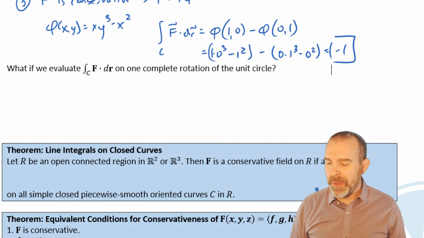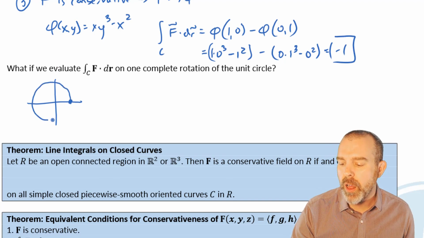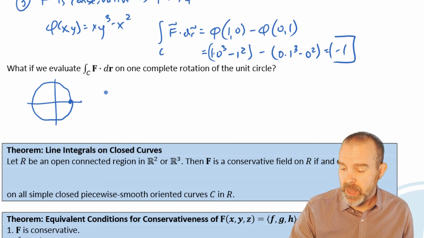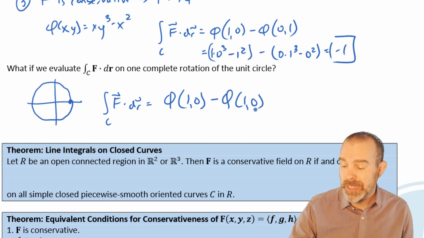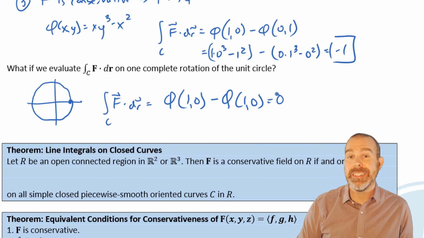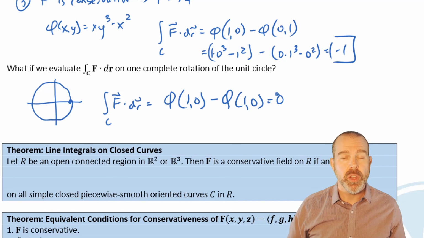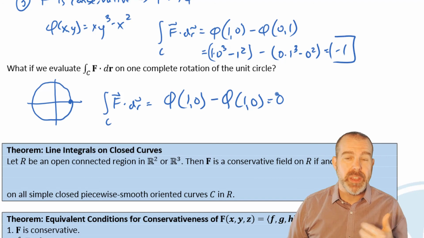Okay, last thing here. What if we evaluate this on one complete rotation of the unit circle? So wherever we want to start. Say we start here, we go all the way around. So again, we know that the field is conservative. So that means it would be phi at the endpoint, (1, 0), minus phi at the endpoint, (1, 0). And so we would just get 0. So this is actually true if we have a simple closed curve. If the curve goes all the way around and gets back to the start, if your field is conservative, then your line integral will be 0.